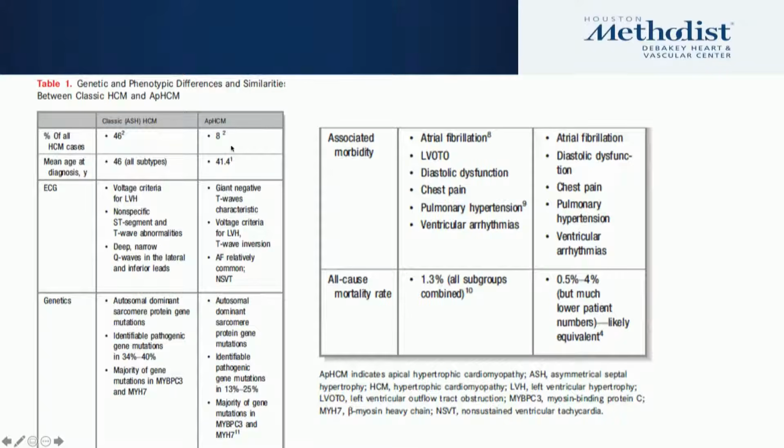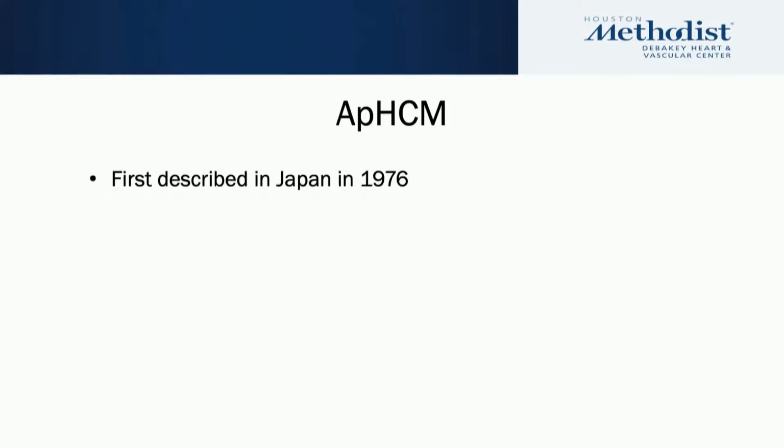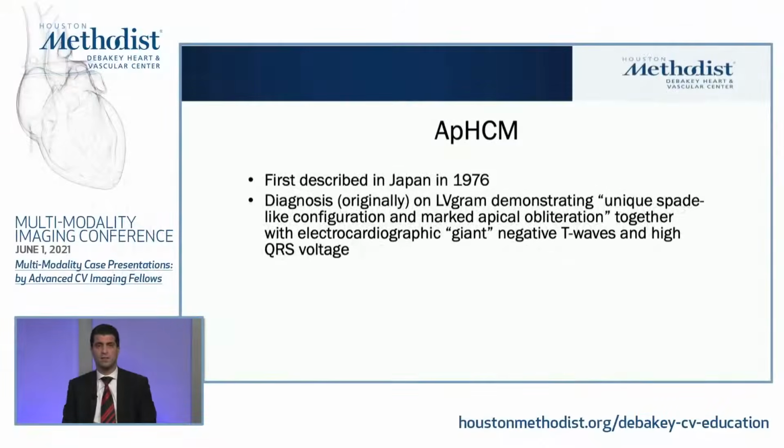So 10% in the non-Asian population is the prevalence. 41 is the mean age of presentation. The EKG characteristic is giant negative T waves, which I had already shown you, and a voltage criteria for LVH. AFib is relatively common, and non-sustained VTAC. The mutations are fewer than in classic HOCM, and you have associated morbidities of AFib, diastolic dysfunction, pulmonary hypertension, and ventricular arrhythmias, and the all-cause mortality rate is nearly the same, taking into consideration the prevalence. So it was first described in Japan in 1976.